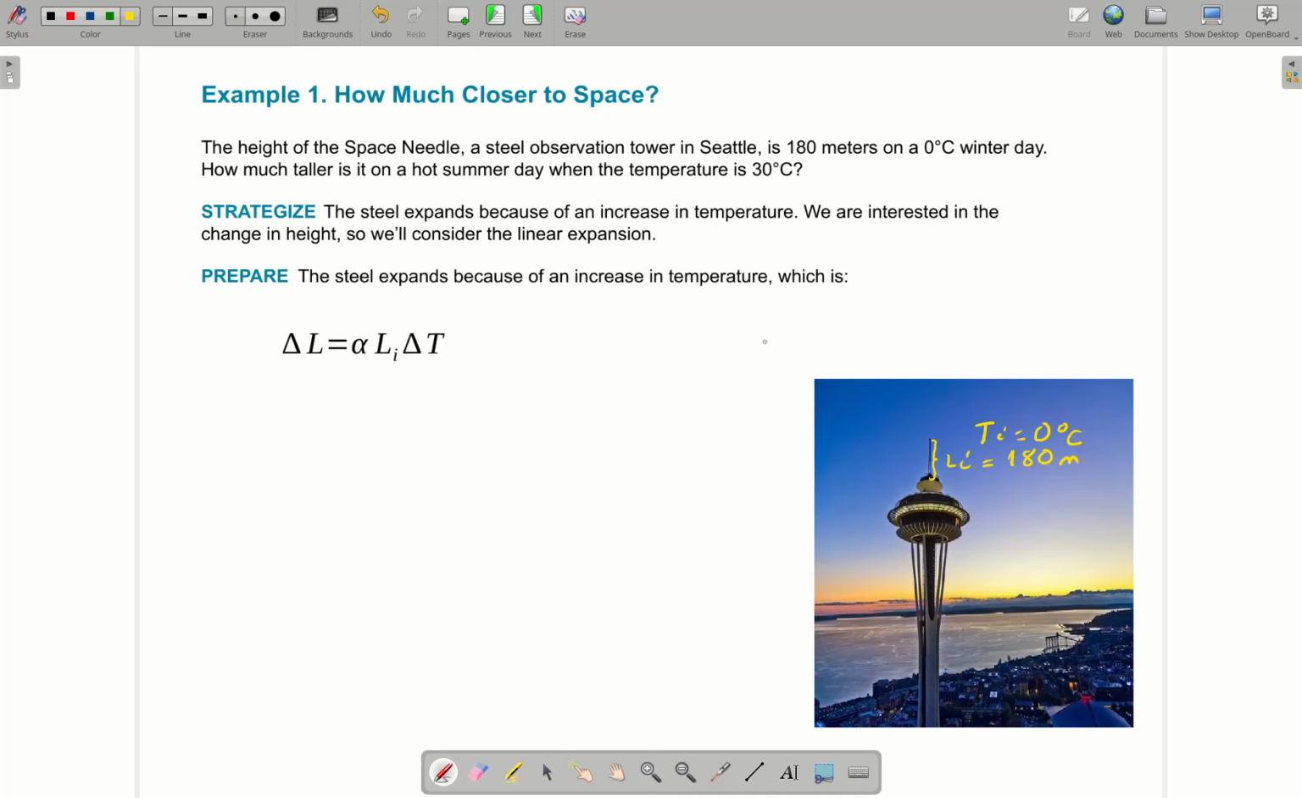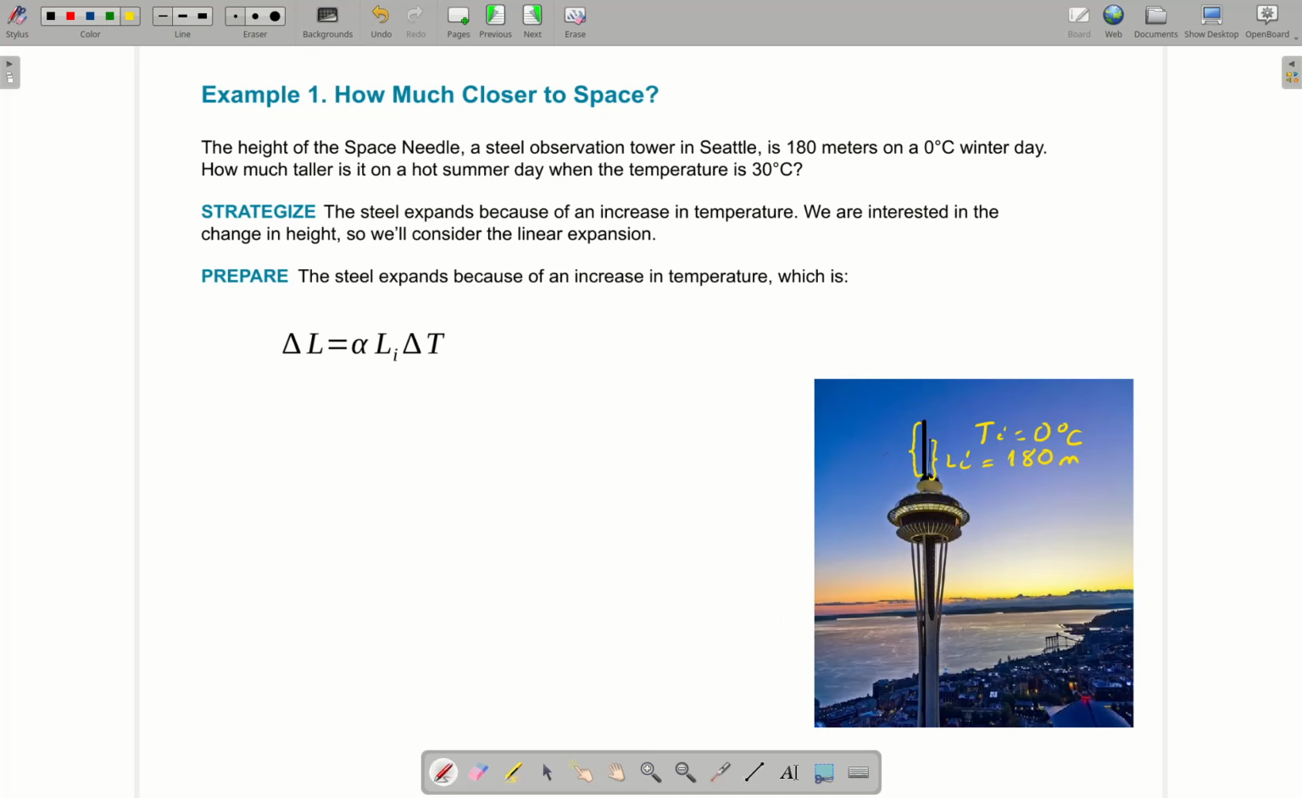On a winter day, how much taller is it on a hot summer day? If we have a hot summer day, the Needle will be a bit larger. Let me draw it. I see it got a little bit larger. It became this large, right? It will have a final length. We can find that.